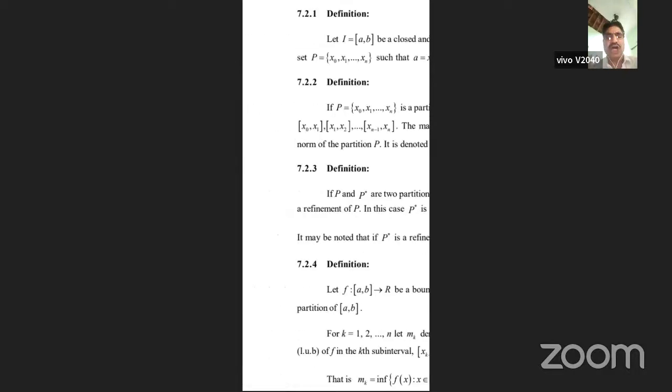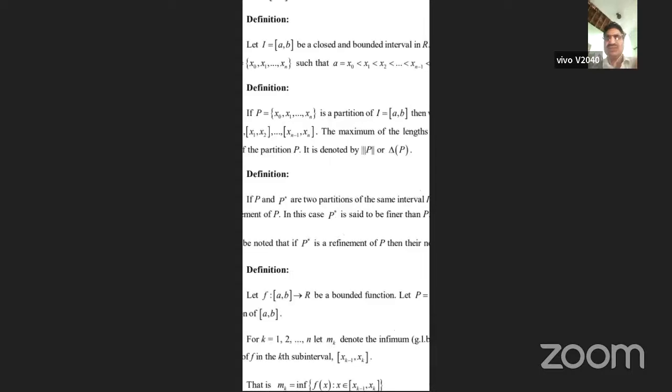Non-overlapping subintervals means the closed interval [x0, x1], and again the closed interval [x1, x2], and so on, the closed interval [x(r-1), xr], and so on, the closed interval [x(n-1), xn]. Now these are all subintervals. Listen carefully, every subinterval must have a length.